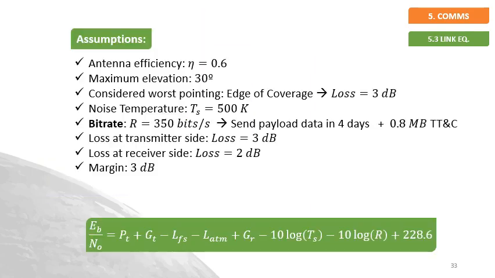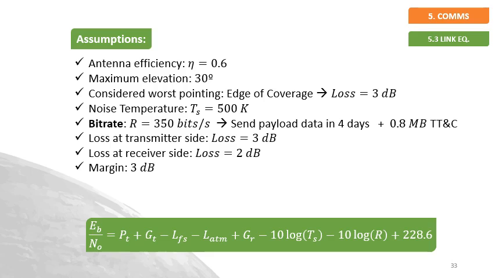To solve the link equation, some assumptions have to be made, as for example the antenna efficiency, which is set to 0.6, or the maximum elevation, which is set to 30 degrees, which increases the propagation losses through the atmosphere. The antenna pointing is considered the worst possible, which is pointing at the edge of coverage. This gives a loss in the antenna of 3 decibels.